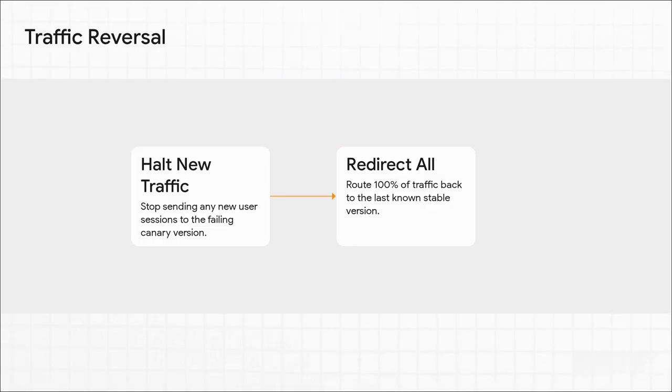The procedure here has to be instant and automated. Step 1, your traffic management layer, your load balancers, your service mesh, whatever you use, has to stop sending any new user sessions to that canary. Step 2, all traffic, a full 100% of it, gets routed immediately back to the stable version that was working just fine moments ago. This contains the blast radius instantly.